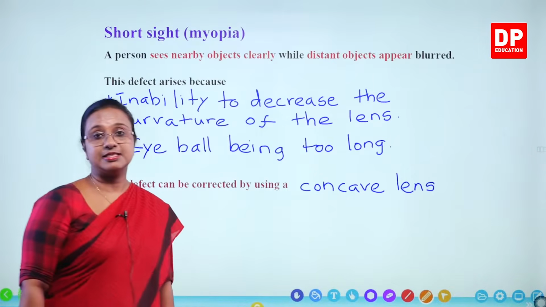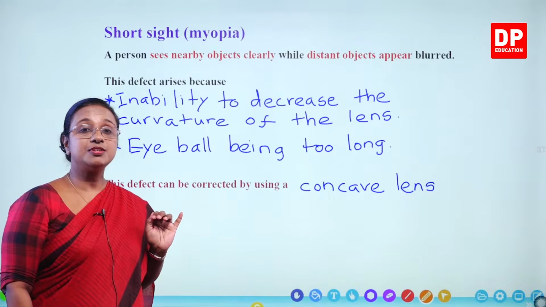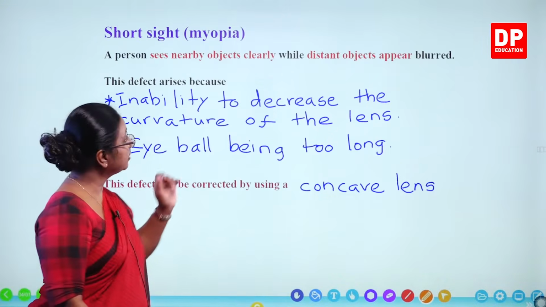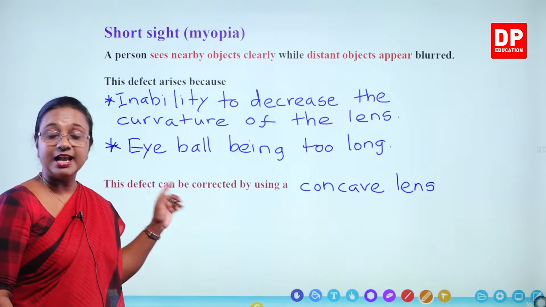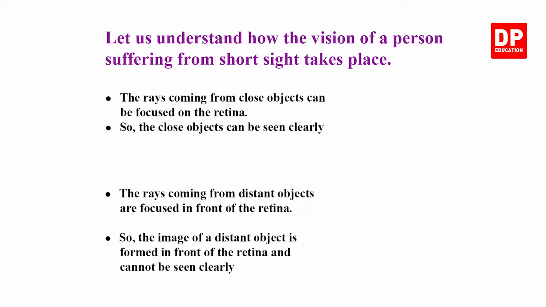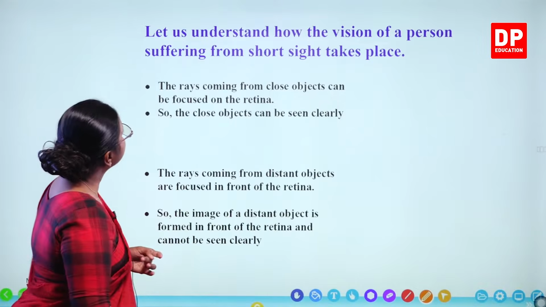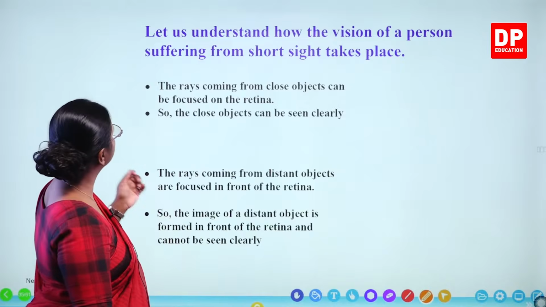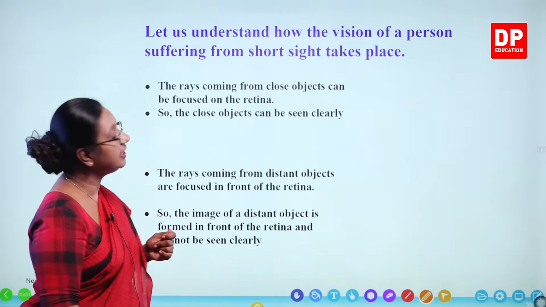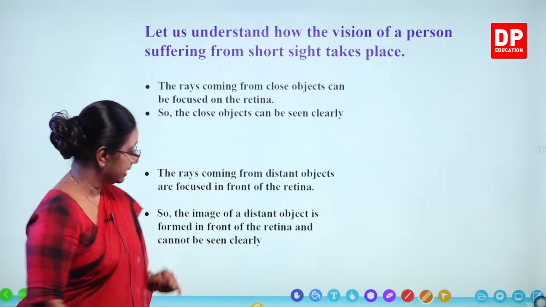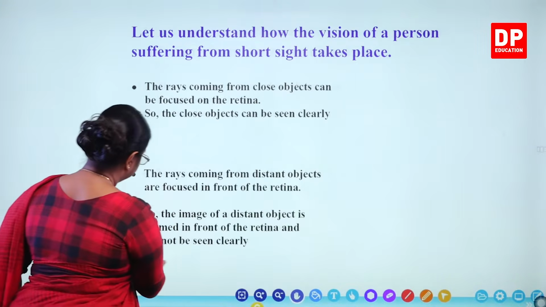Concave lens. Is that clear to you all, students? Okay. So then we will see how we can do the correction. Let us understand how the vision of a person suffering from short sight takes place. So we will see what happens here.